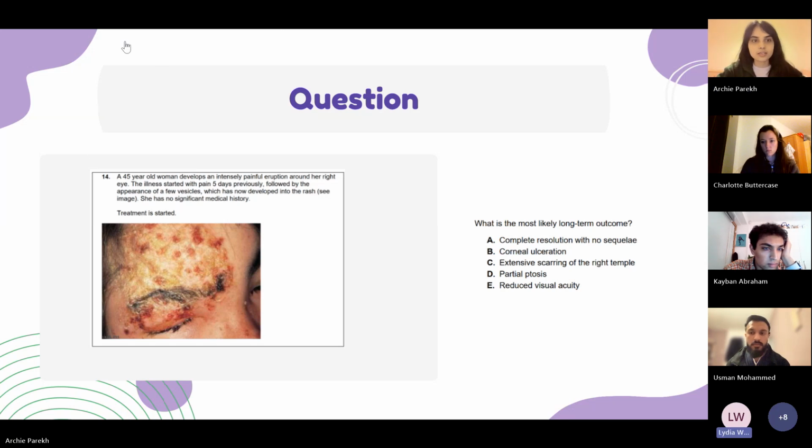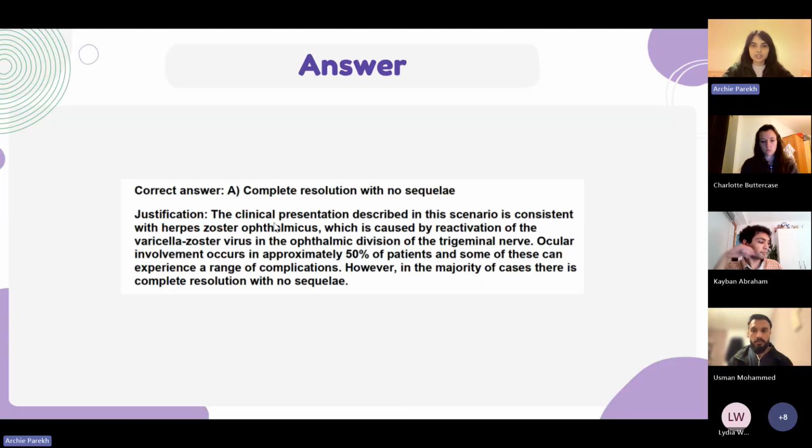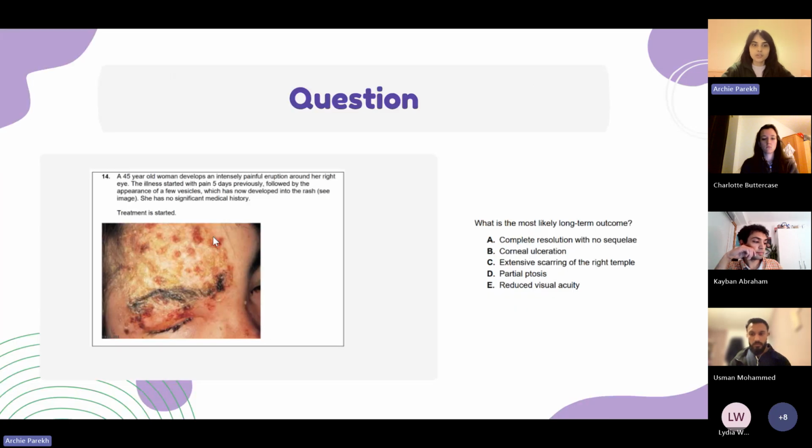Archie, I don't know if you can see the chat, but we've got some answers. Oh, have we? Sorry. So we've got B for corneal ulceration. Okay. So what do you guys think this is? Let's start with what this looks like. It's an intensely painful eruption around the right eye, and she has no significant medical history. As you can see, the rash is quite vesicular. So we're thinking of herpes because herpes is painful and it's also a very vesicular rash. And usually herpes won't be a single isolated lesion, it'll be multiple small lesions.